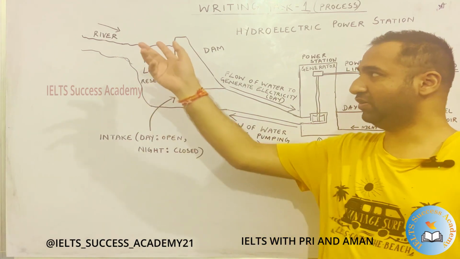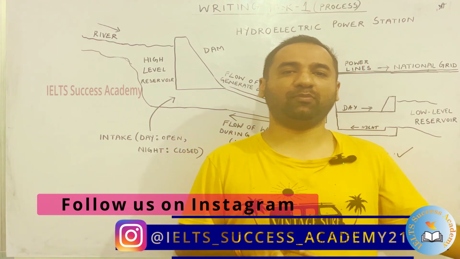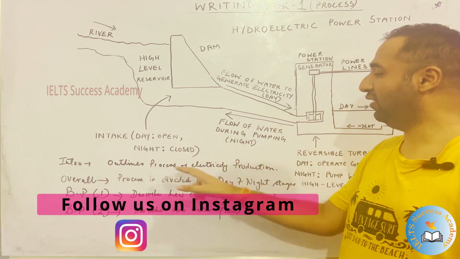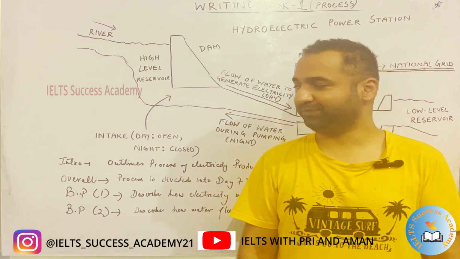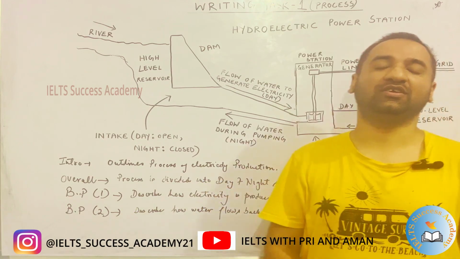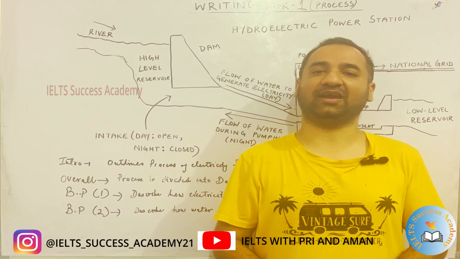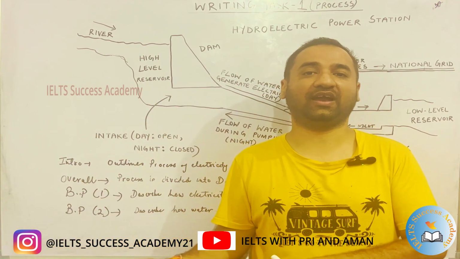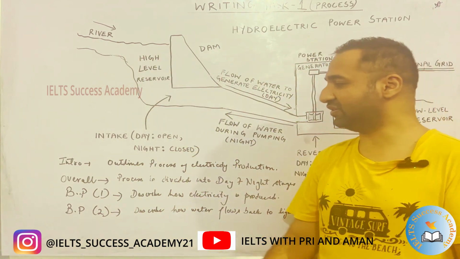Okay. So how will you divide this into introduction, overall, body paragraph 1 and body paragraph 2? In the introduction, we can write how electricity is produced in the hydroelectric power station. While in your overall, you can describe the process. You can say that the process is divided into two parts: the day part and the night part. And in the day part, how electricity is produced, and in the night, how water moves from the low level reservoir to the high level reservoir.